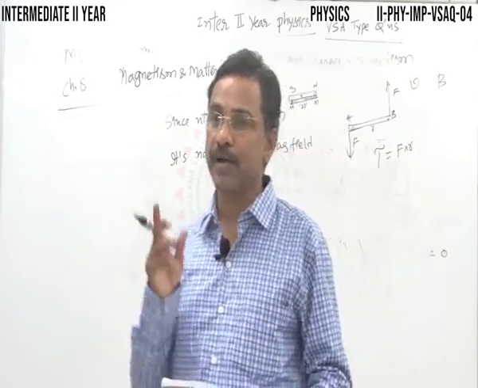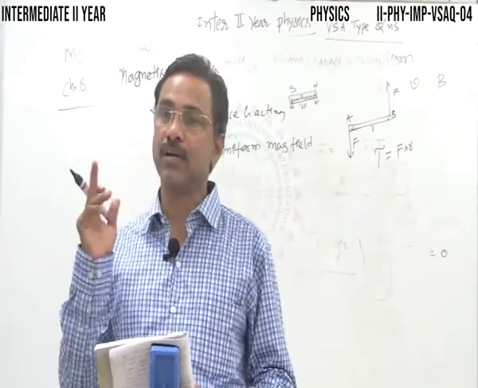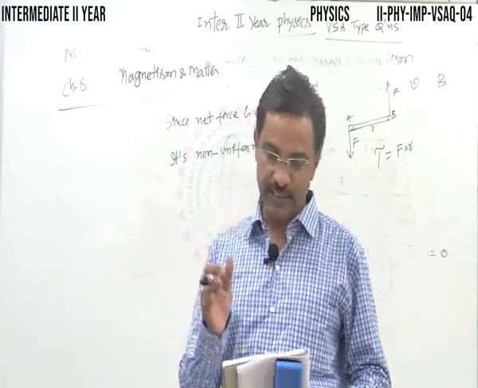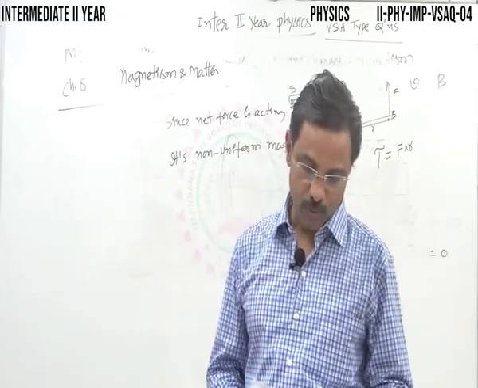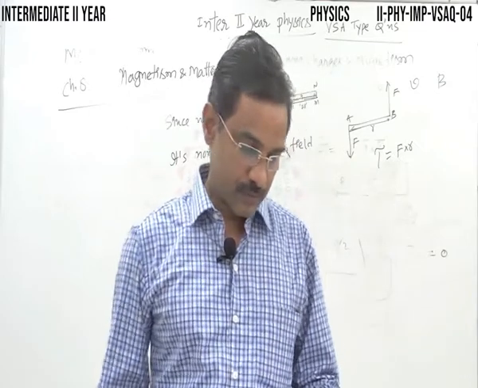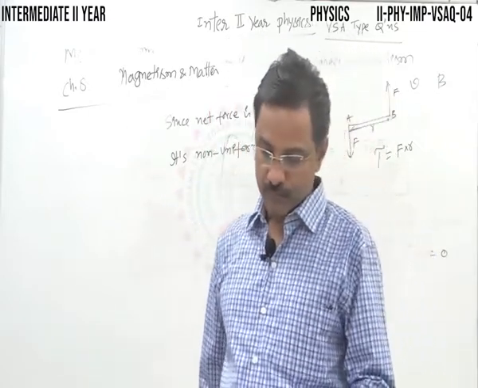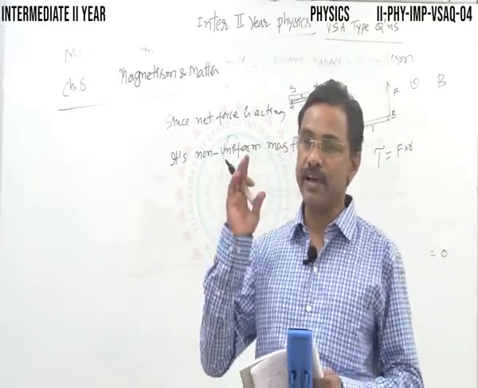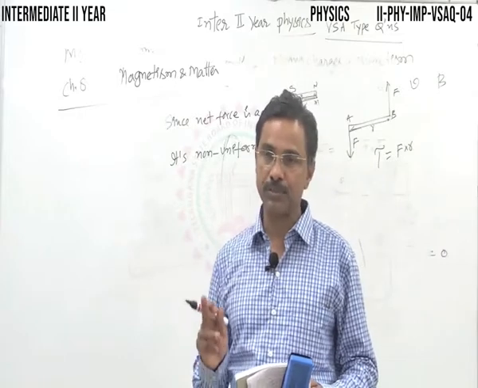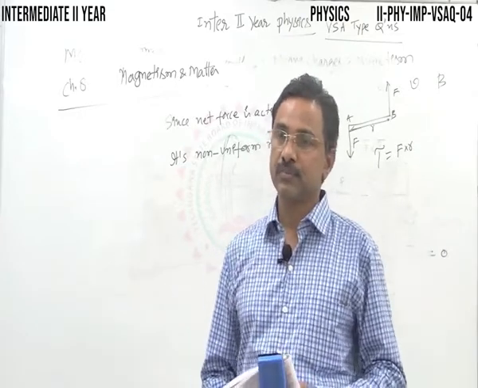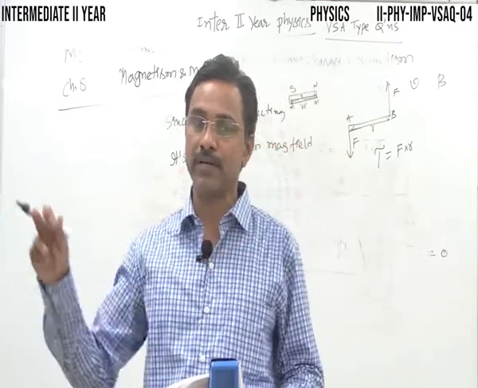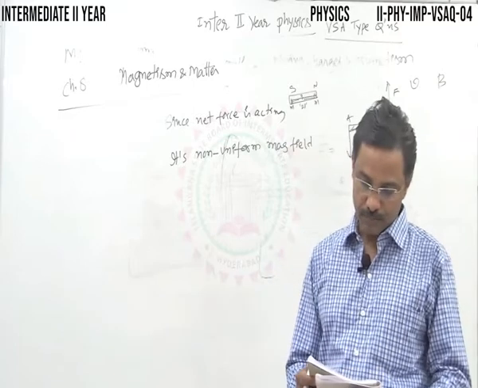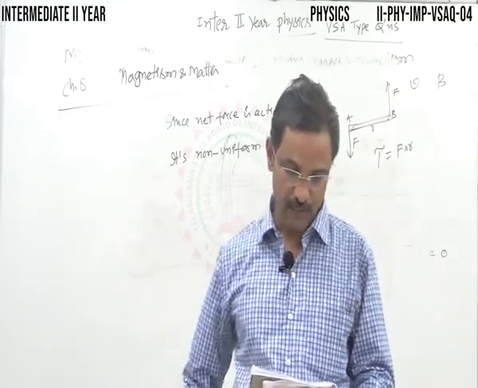be a non-uniform magnetic field. Underline that word. It must be a non-uniform magnetic field. Why? Because the net force is exerted on the magnetic dipole. Hope you have written it. It is a non-uniform magnetic field since a net force is acting on the magnetic dipole. That must be the answer.